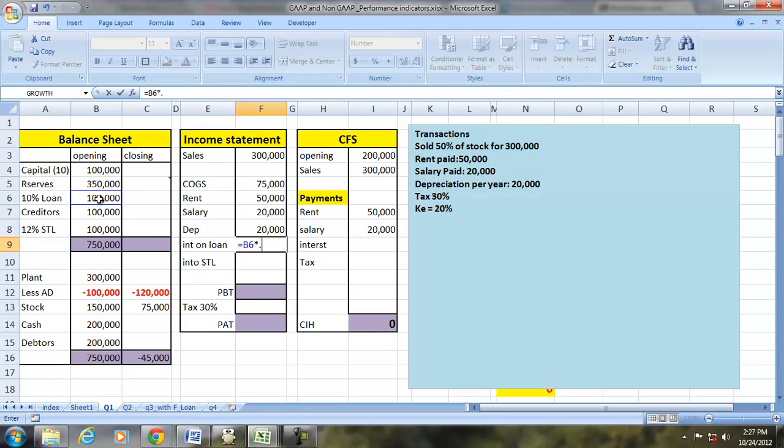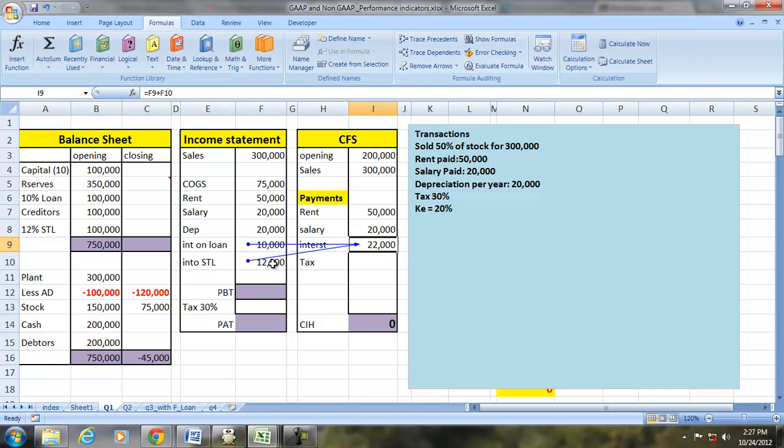And interest on the short term loan and interest on long term loan. Interest on the long term loan is 0.10 and interest on the short term loan is 12%, 0.12, and let us assume that we pay that interest fully during the period. So 10 plus 12, 22,000. So interest has been paid fully and interest has been calculated on the balance which is shown on the balance sheet.